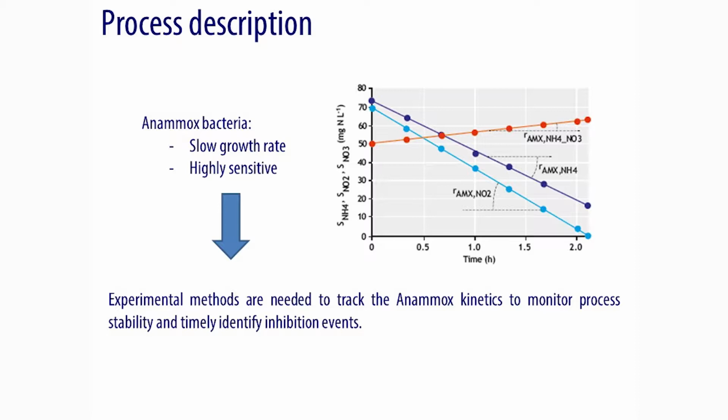The Anammox process is performed by chemolithoautotrophic anaerobic bacteria. The bacteria belong to the genus Planctomycetes and are characterized by a slow growth rate. They are sensitive to several environmental conditions and compounds that can inhibit their metabolism.